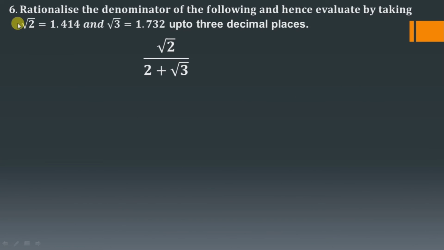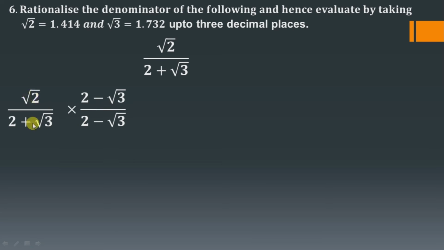Okay, next question. Rationalize the denominators of the following and hence evaluate by taking root 2 is equal to 1.414 and root 3 is equal to 1.732 up to 3 decimal places. So first of all, there are two parts of the question. First one, I need to rationalize its denominator. So to rationalize the denominator, I am going to multiply both numerator and denominator by 2, instead of plus, I will write minus root 3.